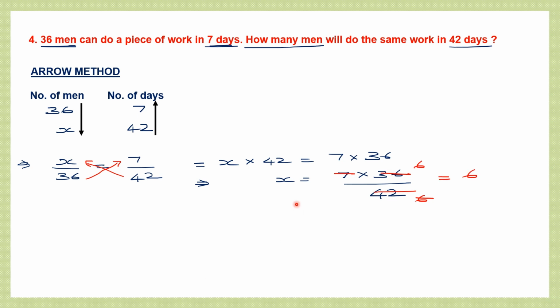So we have found the value of x and that is 6, and x is the number of men. So the number of men who will do the same work in 42 days is equal to 6. So this is our answer in the arrow method.